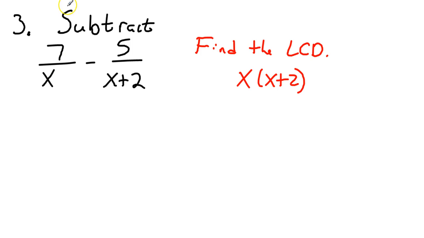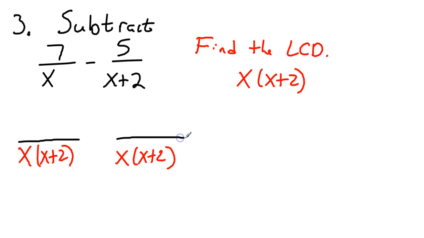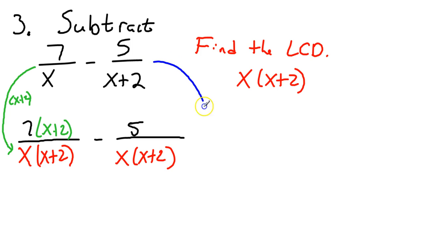Okay, so we're going to rewrite both of the fractions with x times x plus 2. And then what we've got to figure out is, we had the 7 here, had the minus, and the 5 here. From this fraction, from here to here, we went from x to x times x plus 2, so we multiplied the bottom by x plus 2, which means we've also got to multiply the top by x plus 2. For this fraction, we had the x plus 2 and multiplied by x on the bottom, so we've also got to multiply by x on the top.